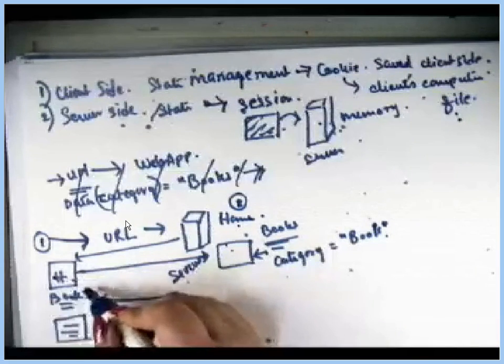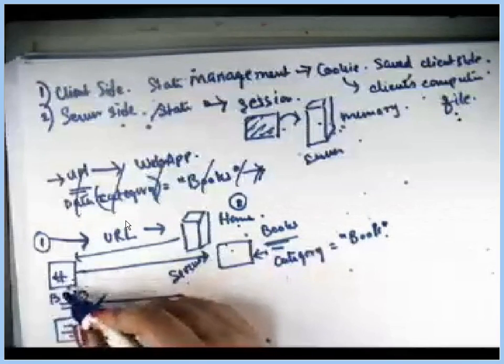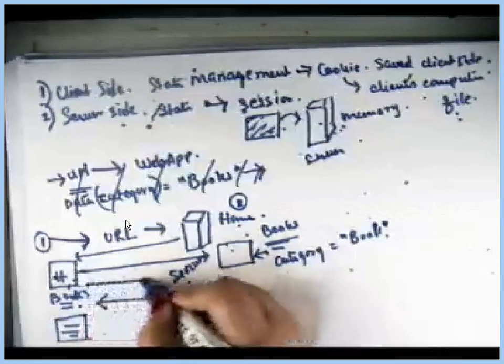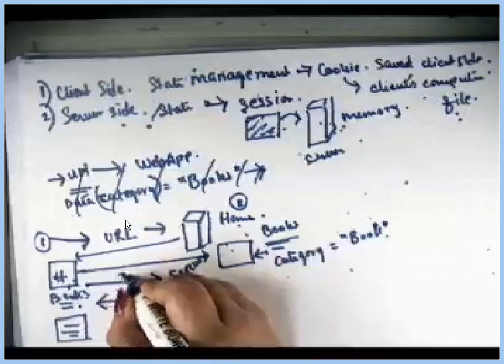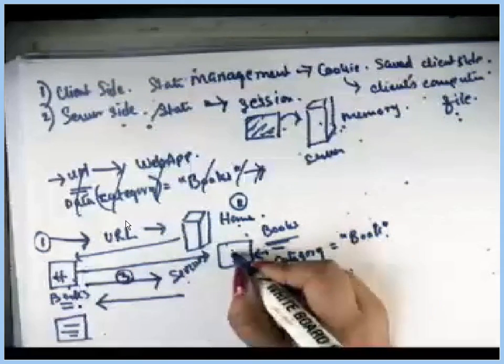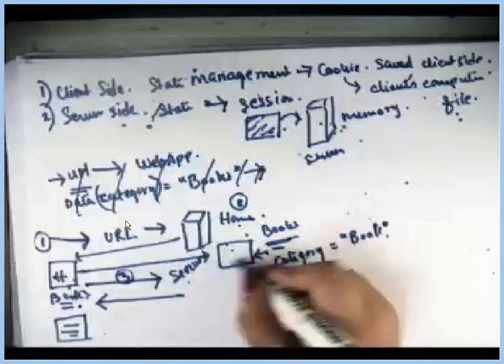Now what happens is the user enters some choice, that he wants to access the book related details. So he has entered book, and then again the request gets sent to the server. Now the server will evaluate that this is the category and there are pages related to this.